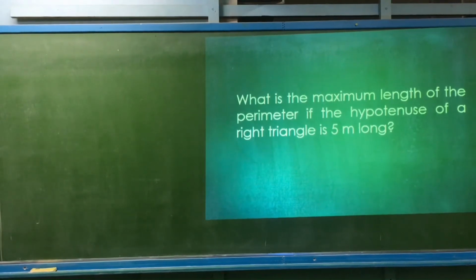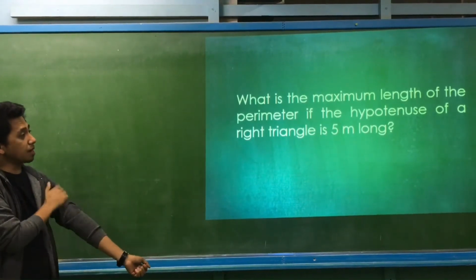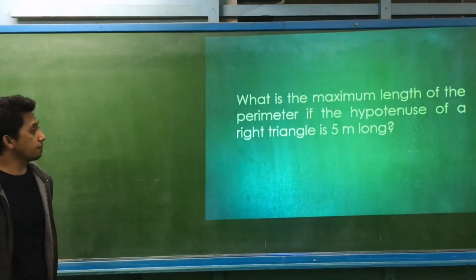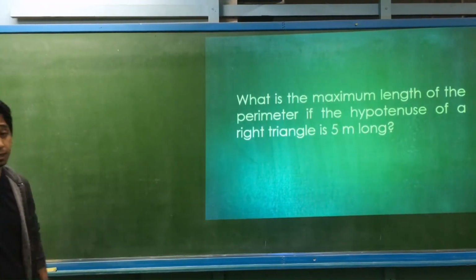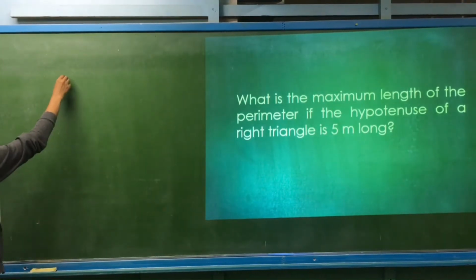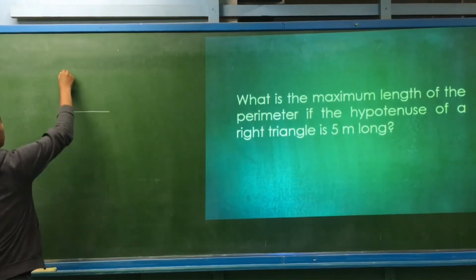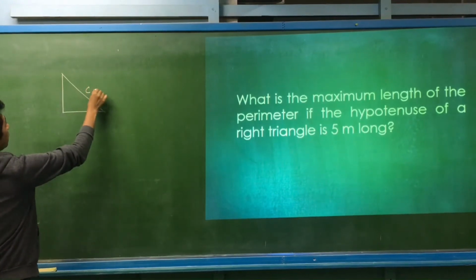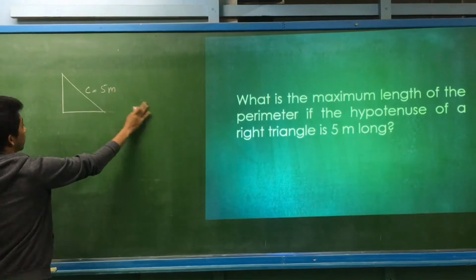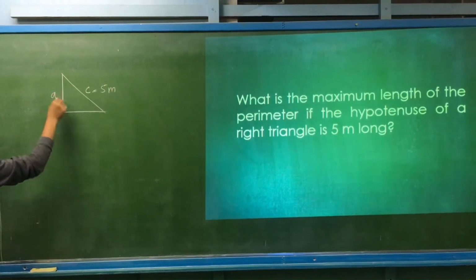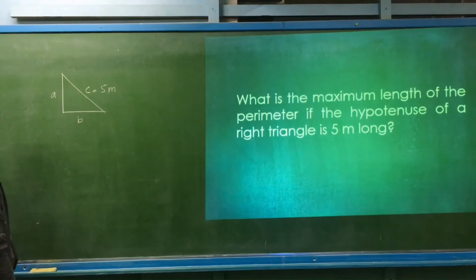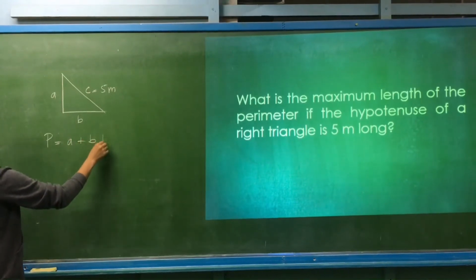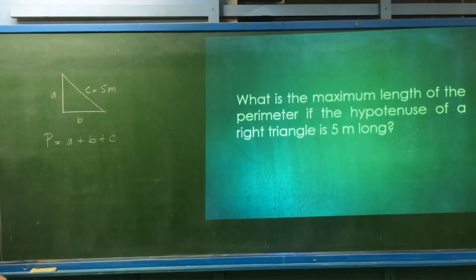Our second example: what is the maximum length of the perimeter if the hypotenuse of a right triangle is 5 meters long? For example, we have this triangle. We have the hypotenuse, that is C, which according to the given is 5 meters. Let's say this is side A and this is side B. We know how to compute the perimeter. The perimeter of a triangle is equal to side A plus side B plus side C.